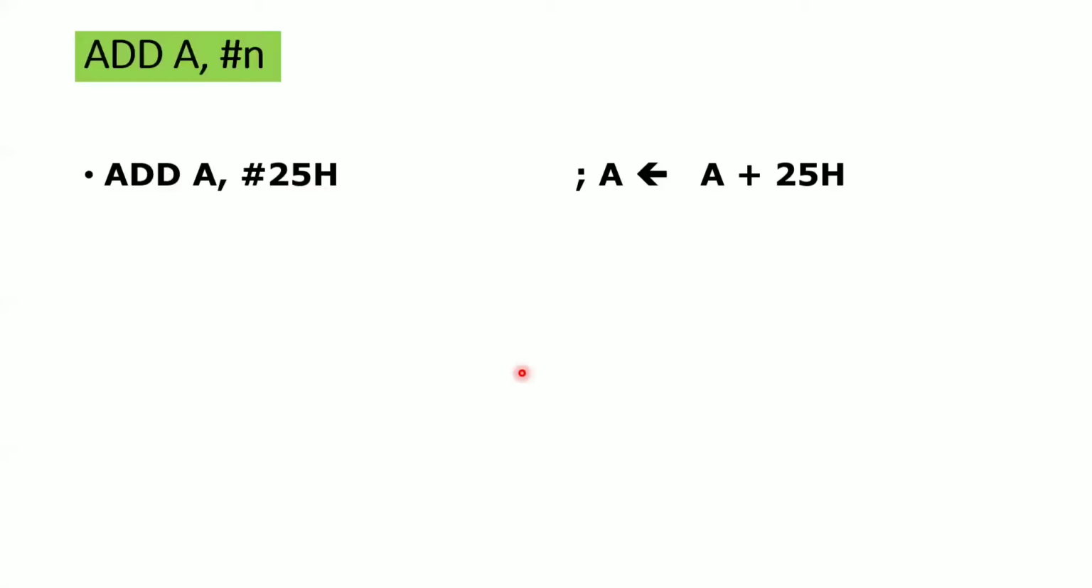Coming to the first one, addition. You already know its operation. Whenever you want to add two numbers, you can use this instruction: ADD A, #n. That hash represents data, and n represents your number. Whatever you write in an instruction with a hash becomes your data. I'm sure you remember this from addressing modes. So which addressing mode is this? Immediate addressing mode, because I am giving data immediately in the instruction.